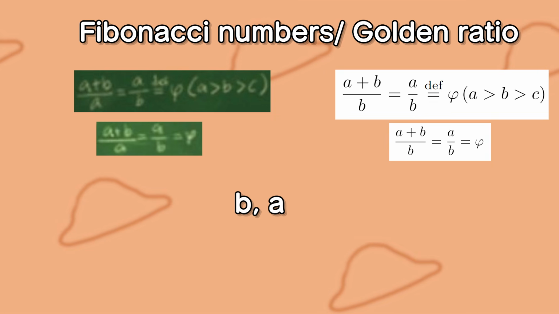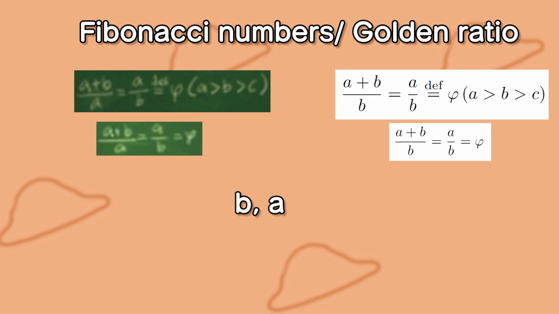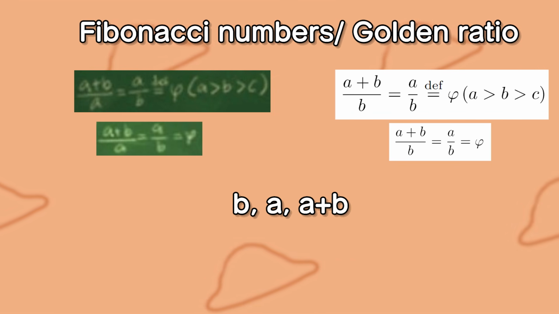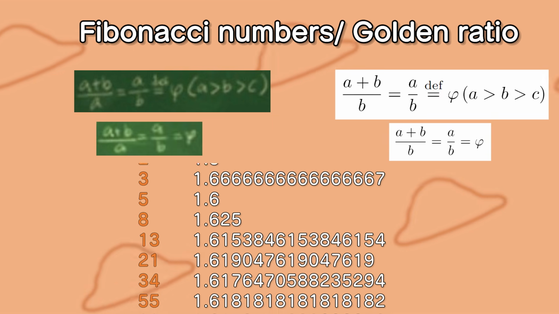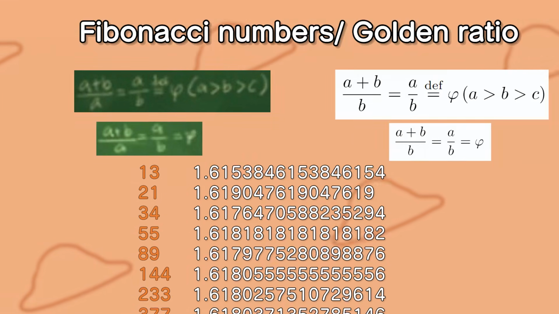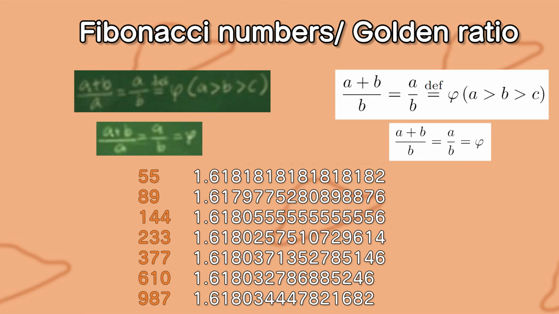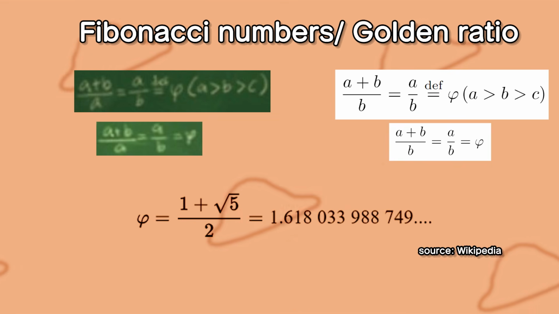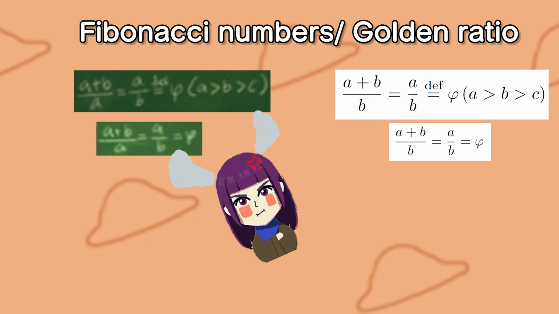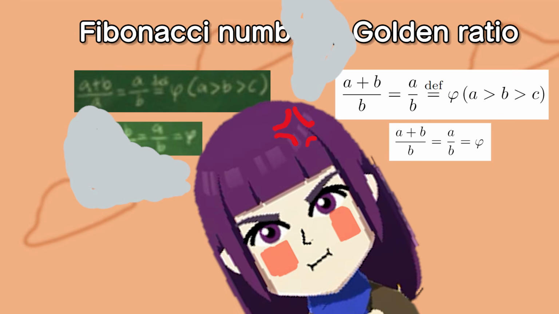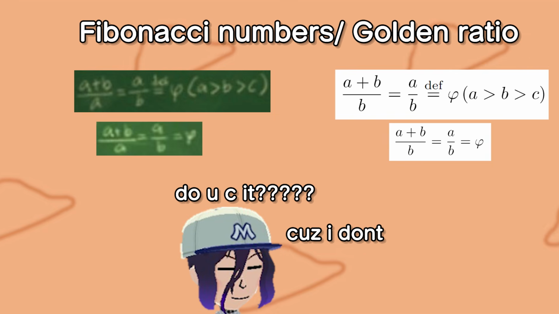If a and b are Fibonacci numbers, then by definition the next Fibonacci number is their sum, a plus b. If I write the Fibonacci sequence and list the ratios between the consecutive entries, you will see that the ratios converge to a certain number. This is what we call the golden ratio. This equation is not only redundant, but also like there's no C anywhere. Do you see it? Cause I don't.